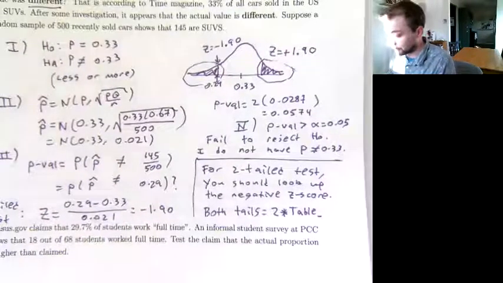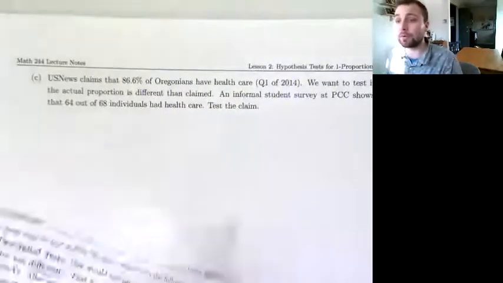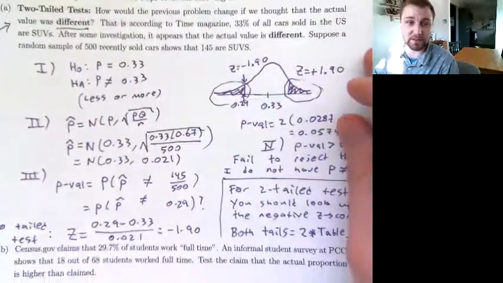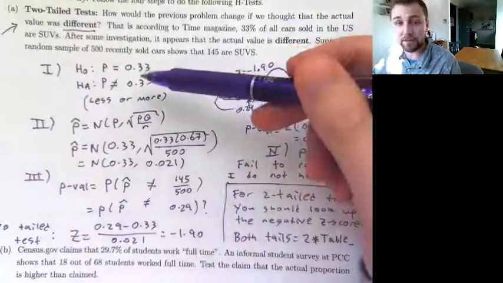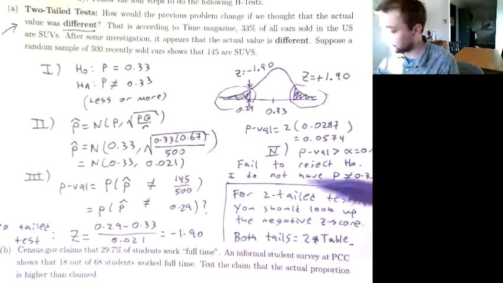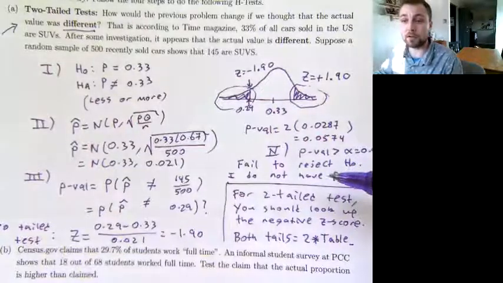If you're looking through the rest of the packet, you'll notice that there are just a ton of problems to go through here. I would encourage you to go through them. They are all the same setup. They are all this four-step process of hypotheses, model, calculate your p-value, and determine your conclusion.